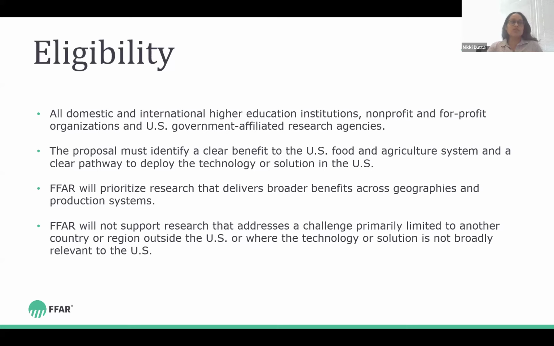FFAR prioritizes research that delivers broader benefits across geographies and production systems. So again, we do welcome those that have a global lens to research. FFAR will not support research that addresses a challenge primarily limited to another country or region outside the U.S., or where the technology or solution is not broadly relevant to the United States.